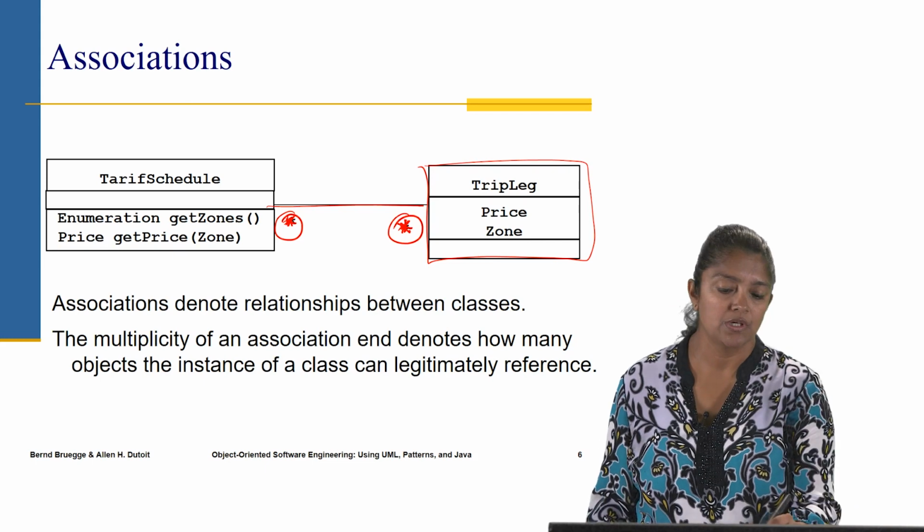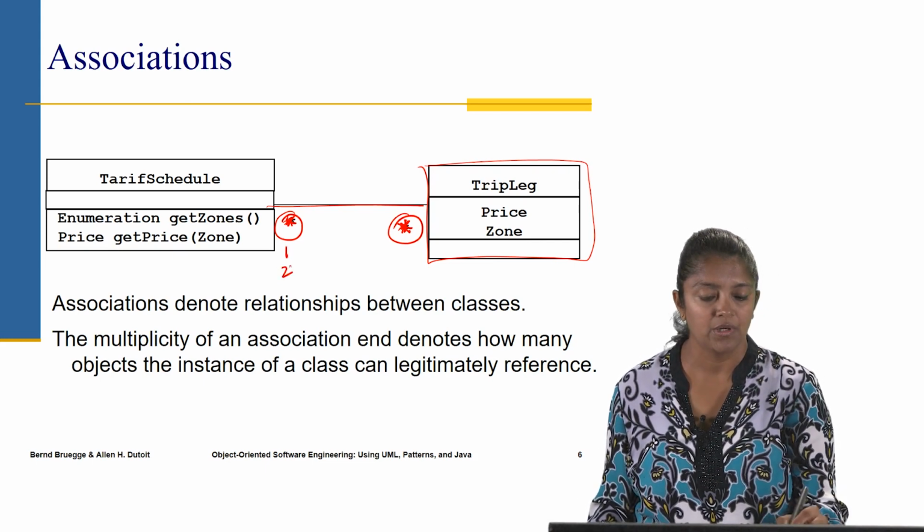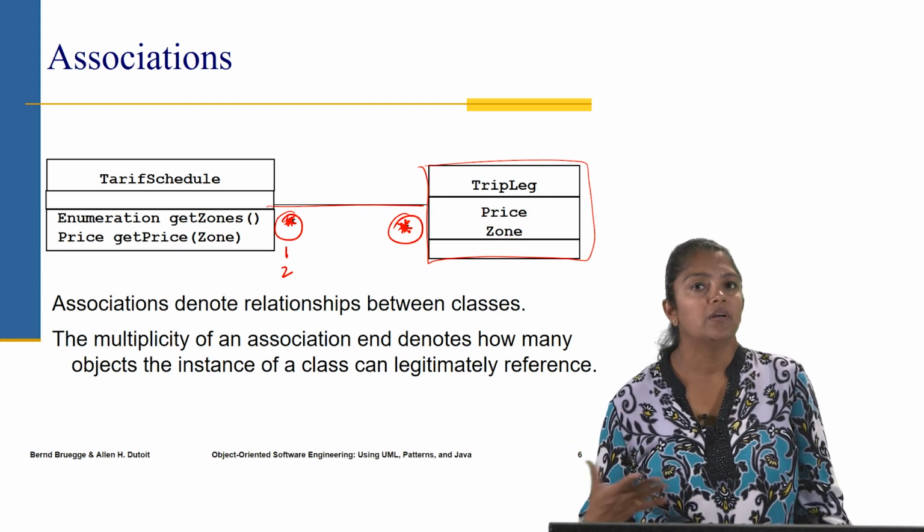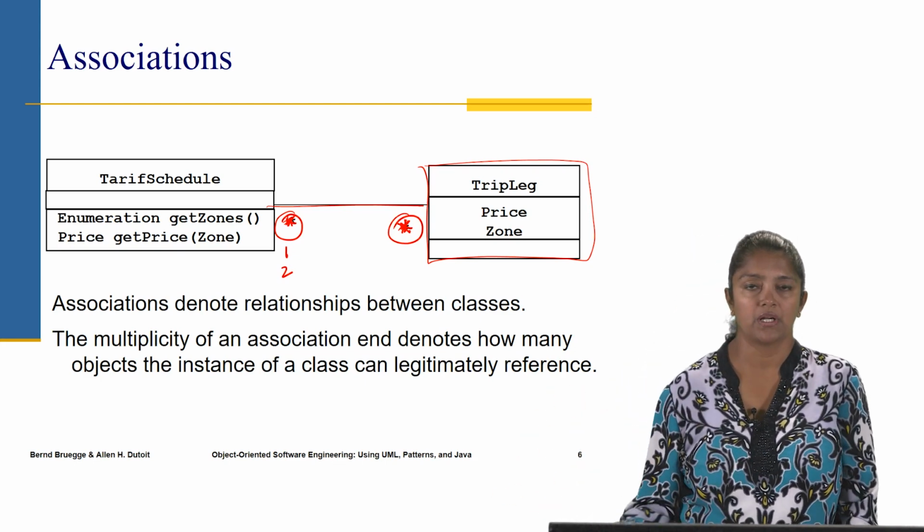For many we use a star, but you could also have a specific number like 1, 2 or any specific number. If it's many and unknown, we just mark it as a star.